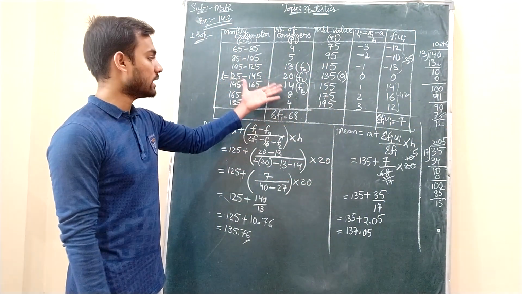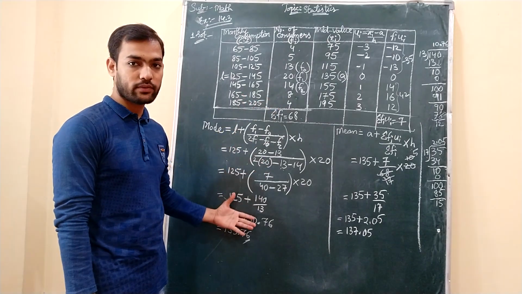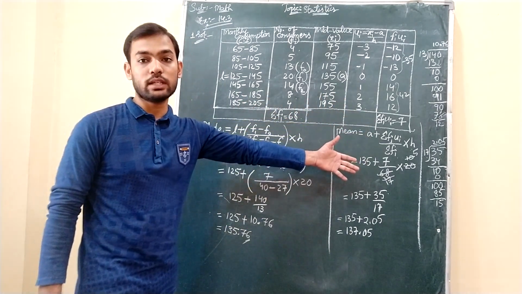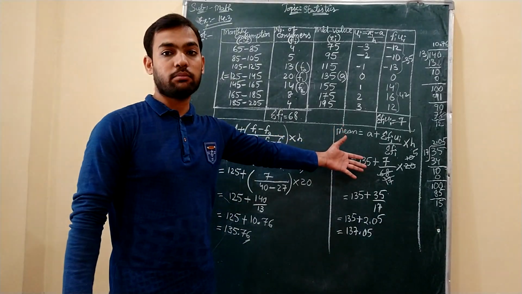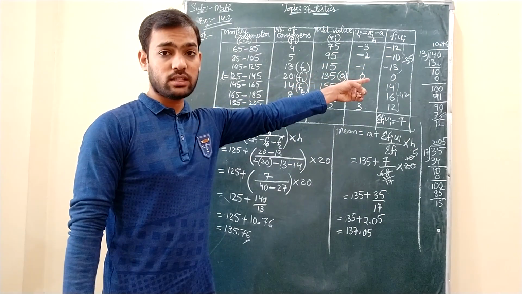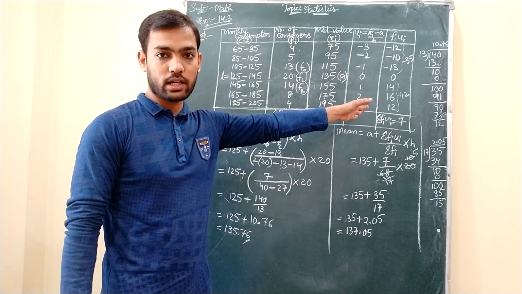For mode we don't need any extra columns, using 2 columns only we have calculated, and these 3 extra columns we have made for finding mean using which method? Yes, step deviation method we have utilized to find out this one. These divisions you please note down in your rough column.